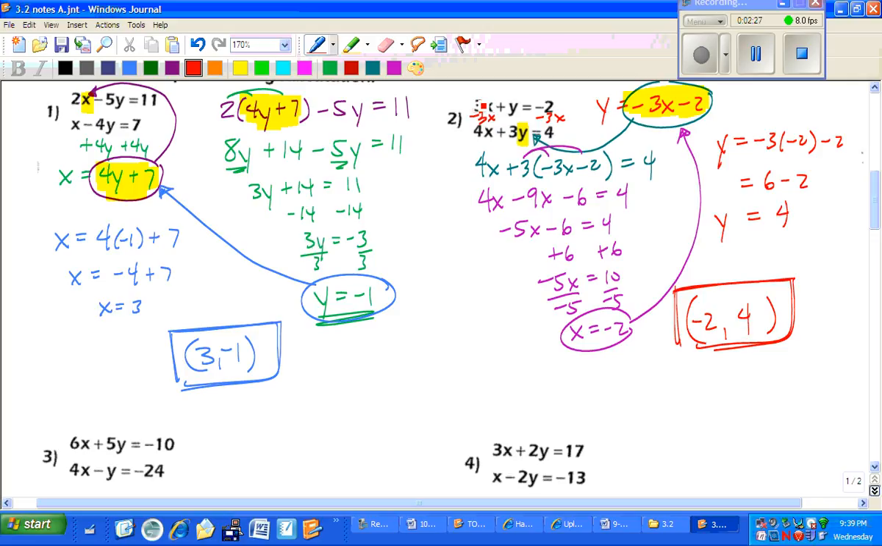Now if we go back and check, 3 times negative 2 is negative 6, plus 4 gives us negative 2, so that works. It should work in this one too. 4 times negative 2 is negative 8, plus 3 times 4, that's 12. So negative 8 plus 12 gives us 4. So it's nice to be able to check that and fix your mistakes. I didn't really mean to make that mistake, but it kind of worked out nice for that.